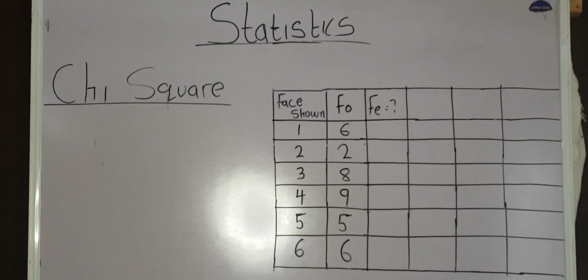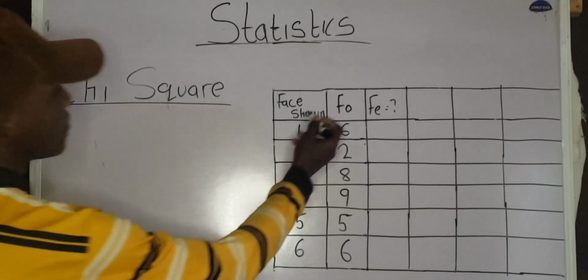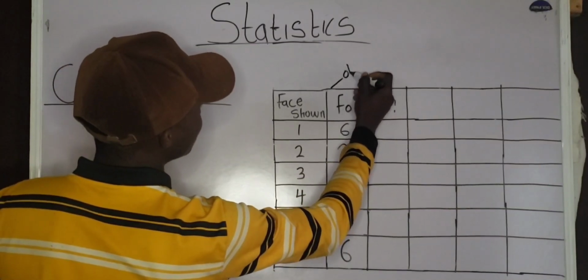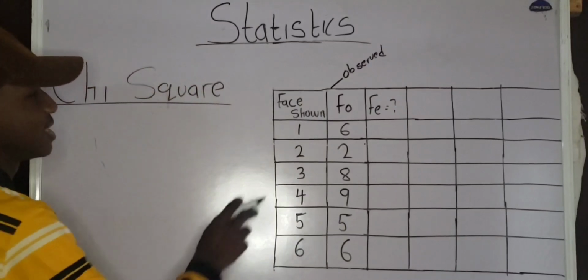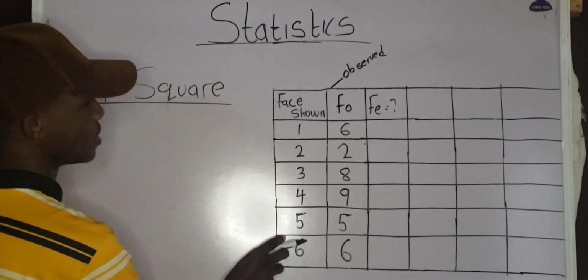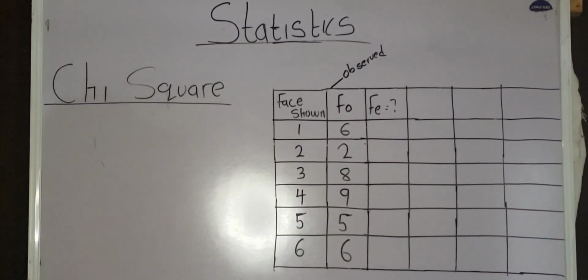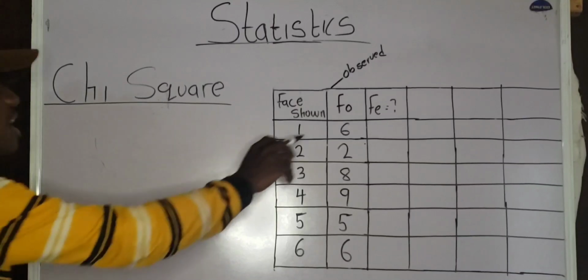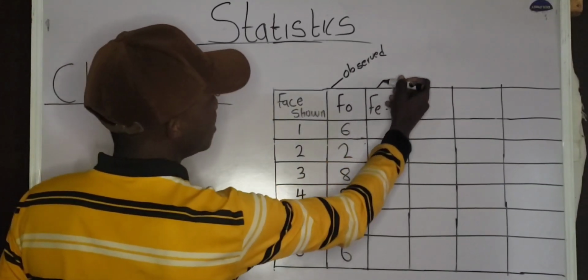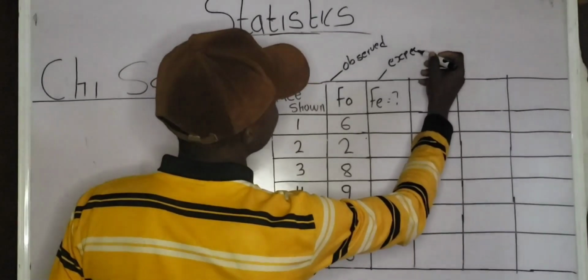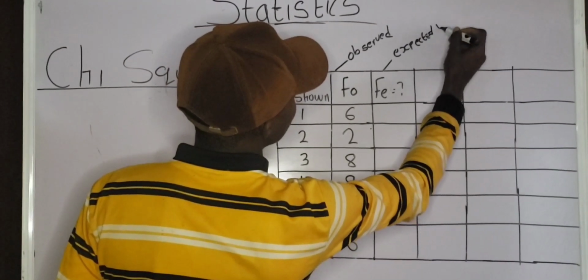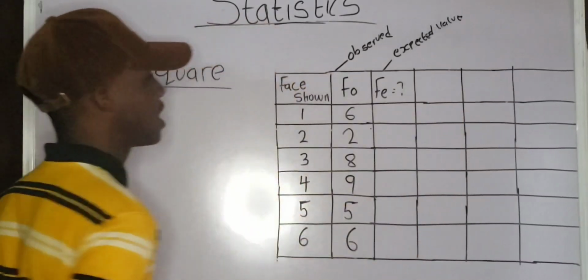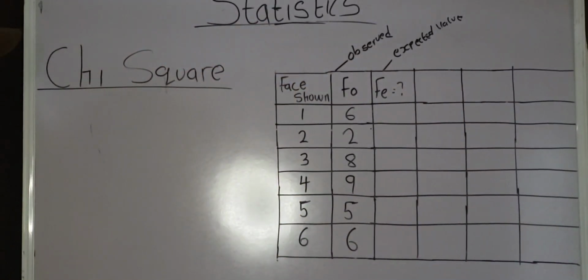Now I want you to pay attention. This FO is the observed value. This is the face that is shown. You know that the die is thrown 36 times. So this FO is the observed value and this FE is the expected value. Now we cannot set up a hypothesis test without determining our expected value.